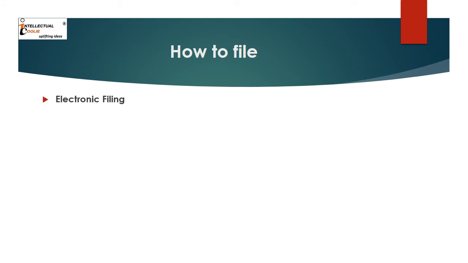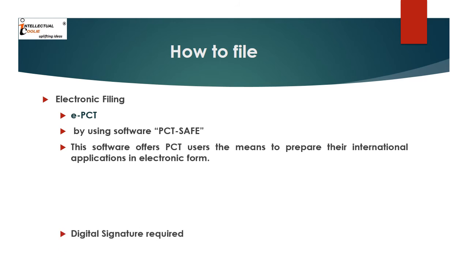Then how to file? So what is the e-module system of this patent application? There is an offline as well as online mode for filing a PCT application. Now electronic filing, so there is a site called ePCT and you can use the software PCT Safe. When you go to ePCT, there is a software called PCT Safe where you click, and then this software offers PCT users the means to prepare their international application.